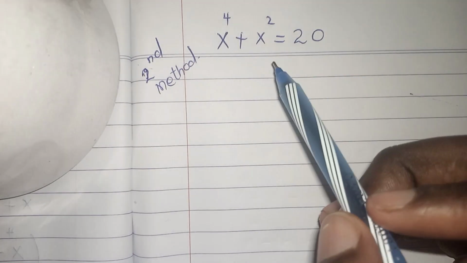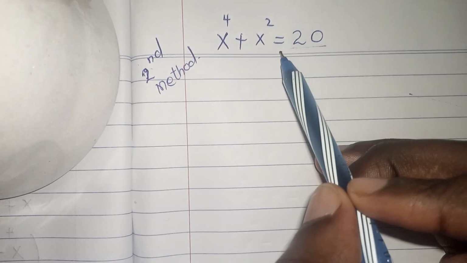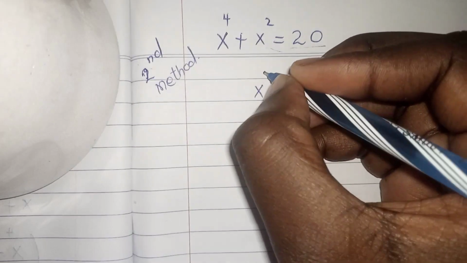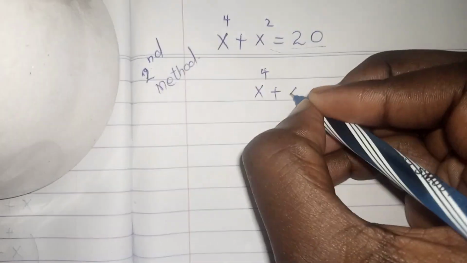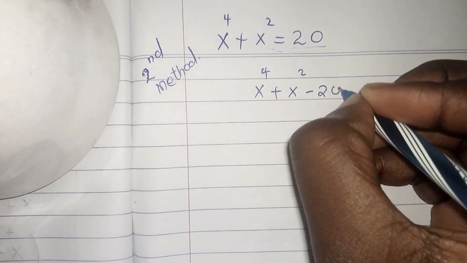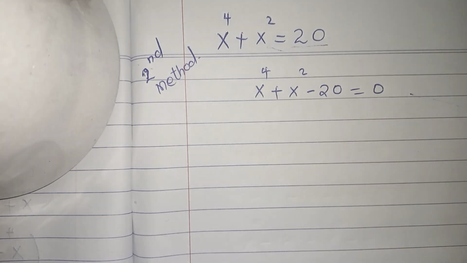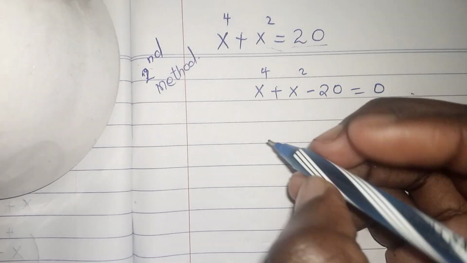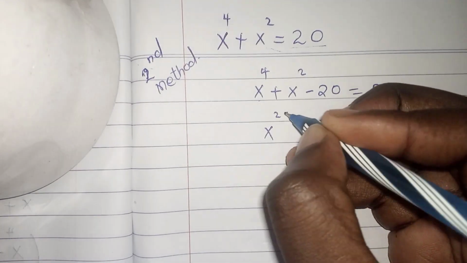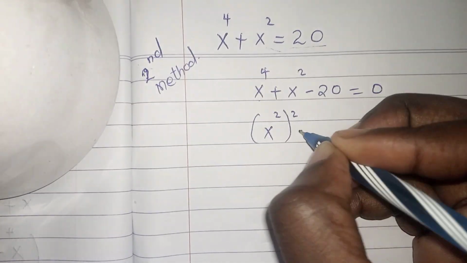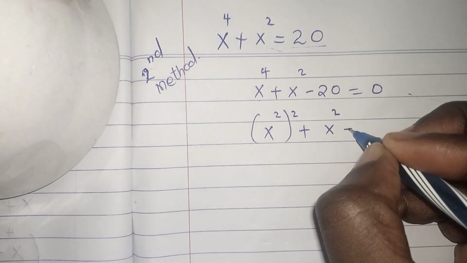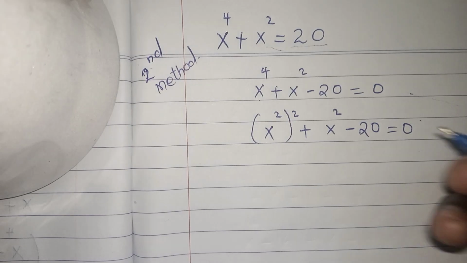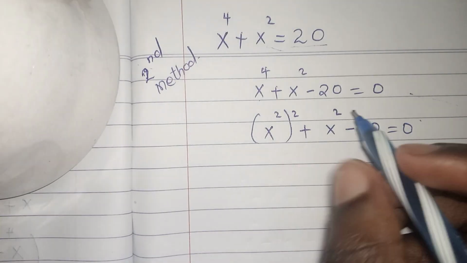For our second method, we are going to bring 20 to our left hand side. So this will be x to the power of 4 plus x squared minus 20 is equal to 0, right? So x to the power of 4, we can write it as x squared, all this squared, plus x squared minus 20 is equal to 0. So x squared is common. We are going to substitute it.